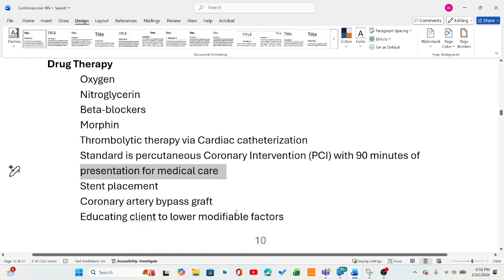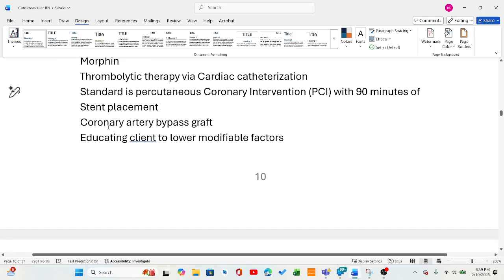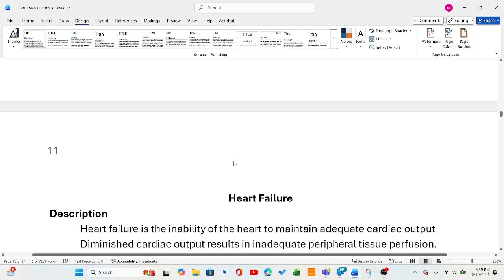Then stent placement is one of them that we have to do, especially when there is damage, when there is a buildup of cholesterol, or when the coronary blood vessels are narrowed, the doctor will put in a stent. Then we did talk about coronary artery bypass. And like I said, we'll be watching videos on that. You can also go to YouTube and Google coronary artery bypass, and you know what I'm talking about. Then anything that the client can do to prevent all these things from happening, you want to teach them that. It is very, very important you let them know.